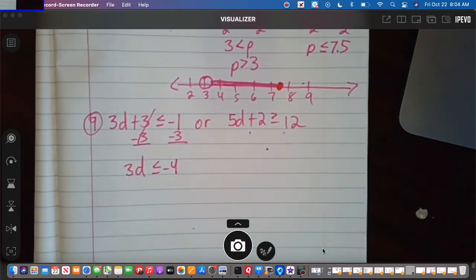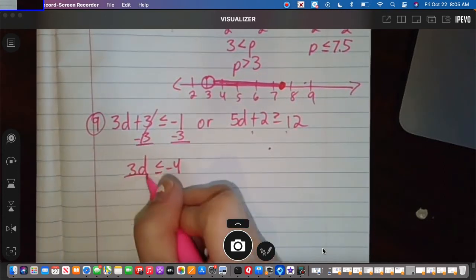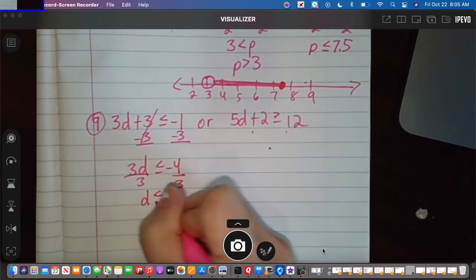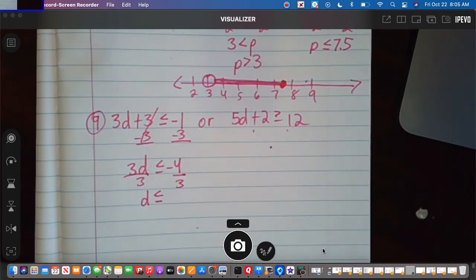Then what do you do? After that, you divide by 3. Divide by 3, and that's a positive number, so I leave the sign. What's negative 4 divided by 3? What decimal is that? Negative 1 point, what? 2.